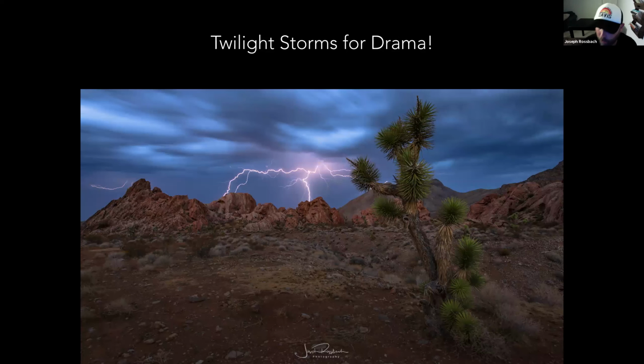Once again, this is a very long exposure. This is a 5 minute exposure. And what I'm doing here is I'm just letting the camera over the course of this very long exposure record different lightning strikes in the sky. So this is actually about 3 or 4 different lightning strikes that came down during the course of that 5 minute exposure during very, very deep twilight conditions to get the shot.